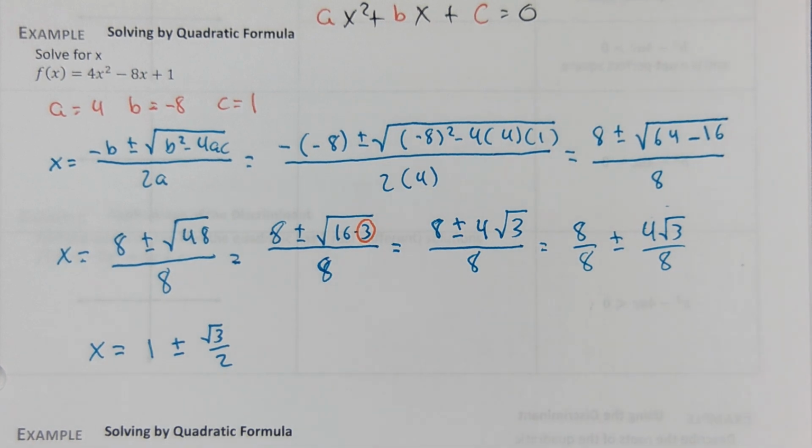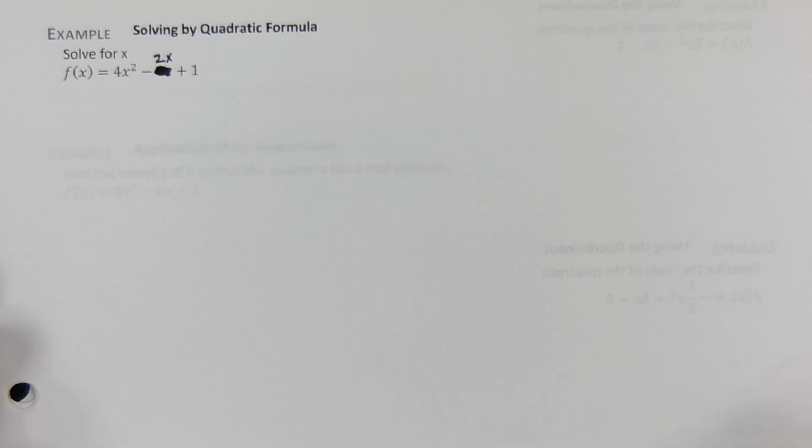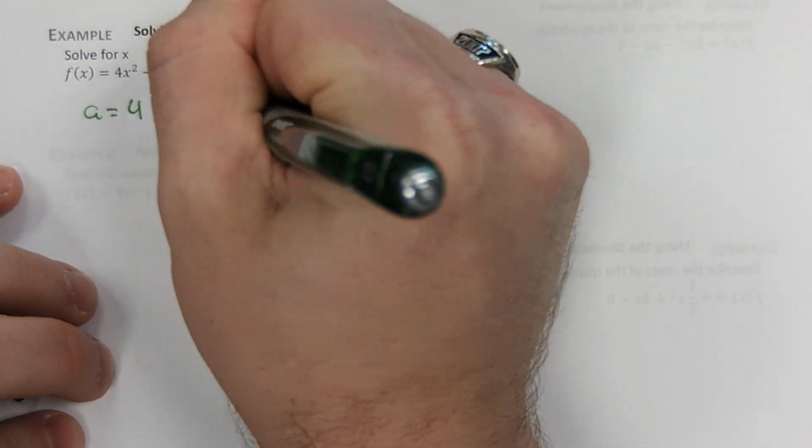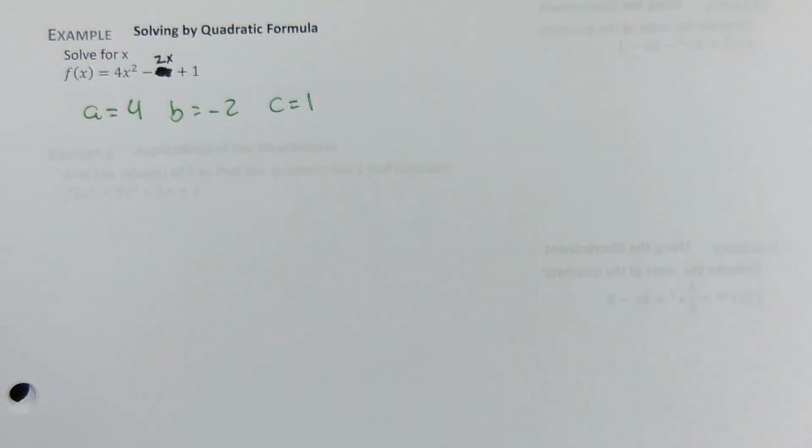Now the second one, like I said, bad copy paste job. I accidentally left it as minus 8x. It should have said minus 2x. My apologies. A is still 4, B is negative 2, C is still 1. I actually had to come up with that correction on the fly last period because I didn't catch it before class.